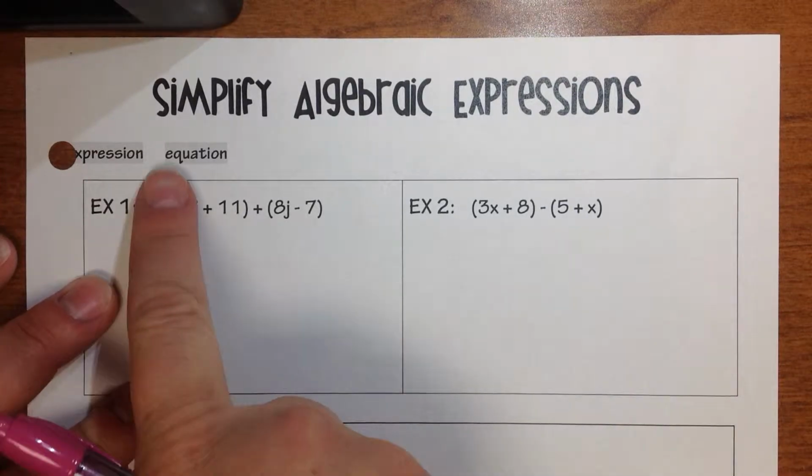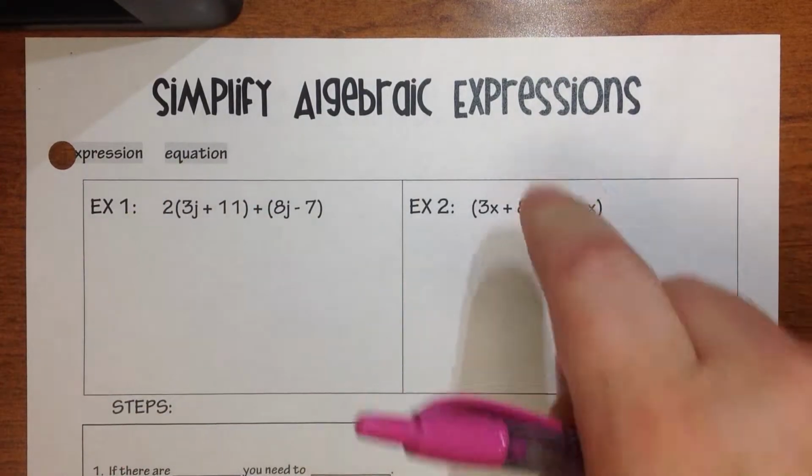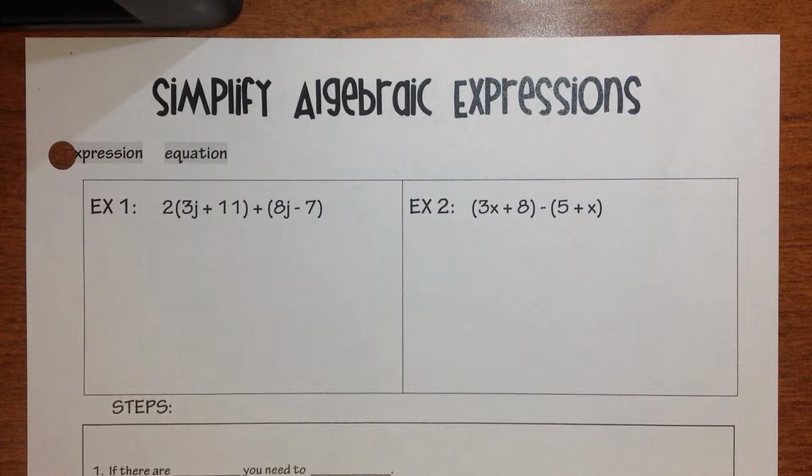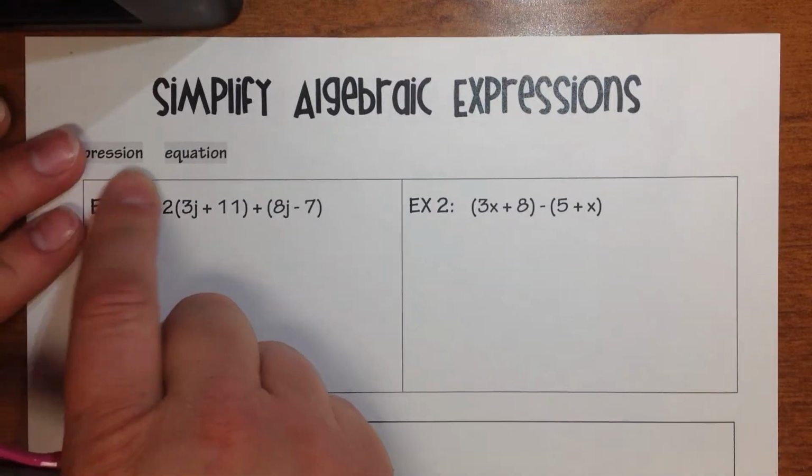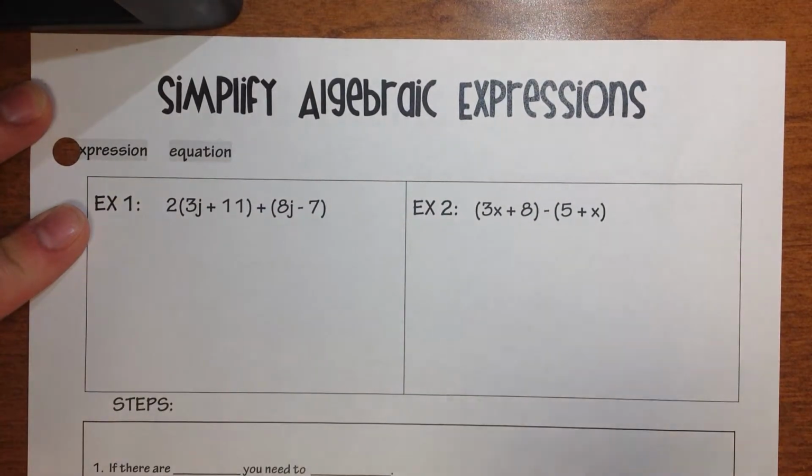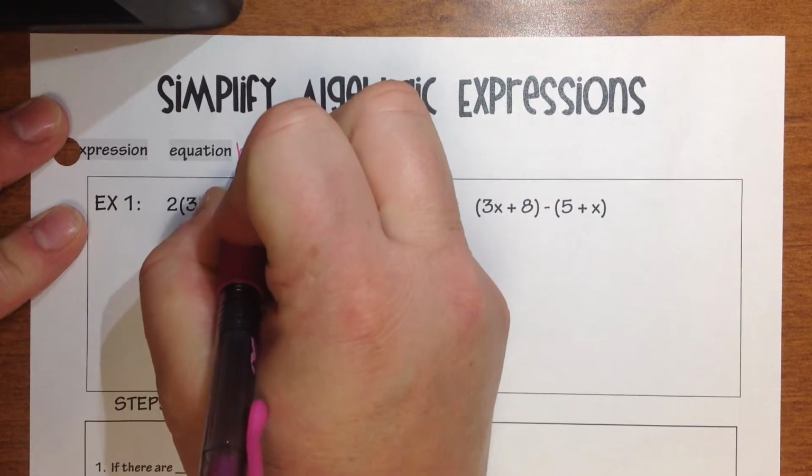Today we're going to be talking about simplifying algebraic expressions, similar to combining like terms, just a lot more distributing and more things to combine. So our vocabulary is an expression and an equation. An equation has an equal sign.